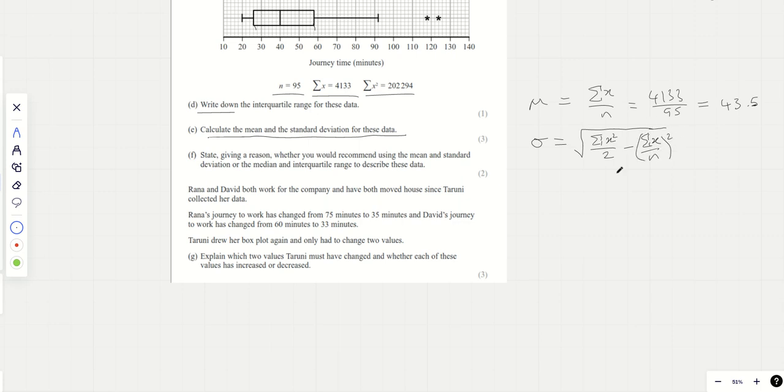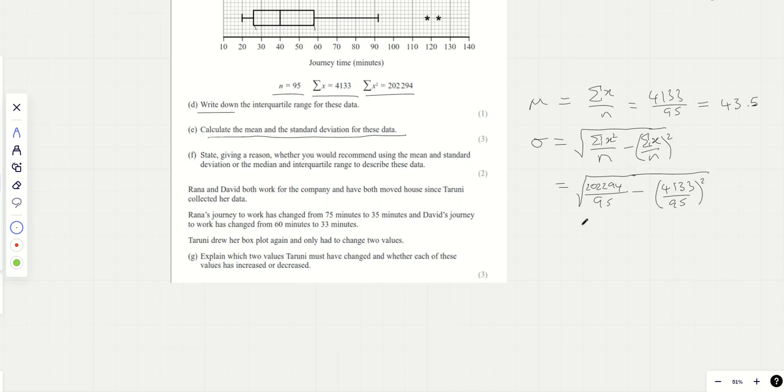That's how I remember that formula, but it is in the formula book. So you've got the square root of, make sure you know where it is in the formula book though, don't take my word for it, have a good look at it, because it can look quite different sometimes. Okay, 202,294 over, if I put 2 there, sorry, that's a mistake, that should be an n, apologies, and so that's going to be over 95, minus 4133 over 95 all squared.